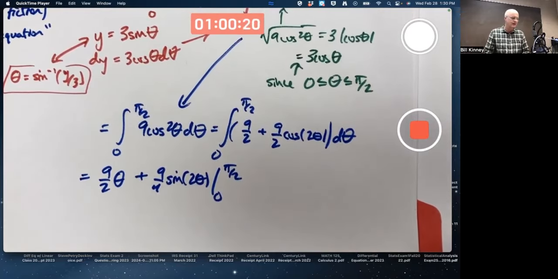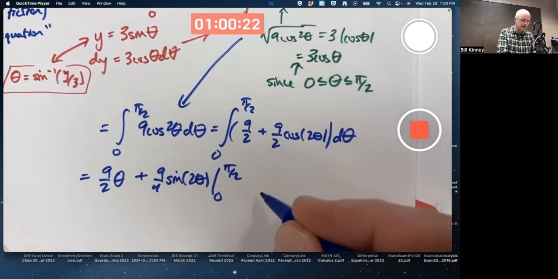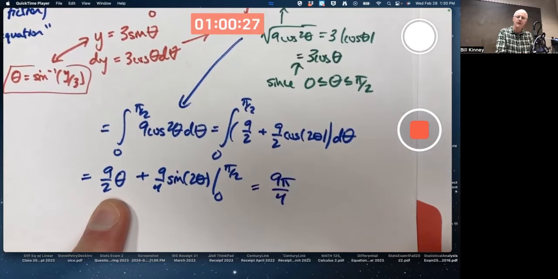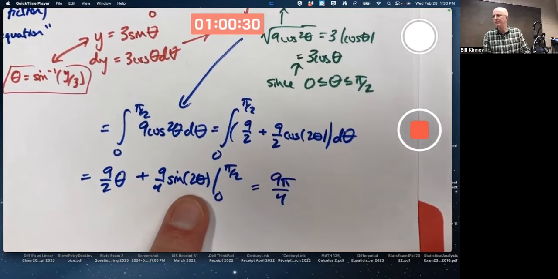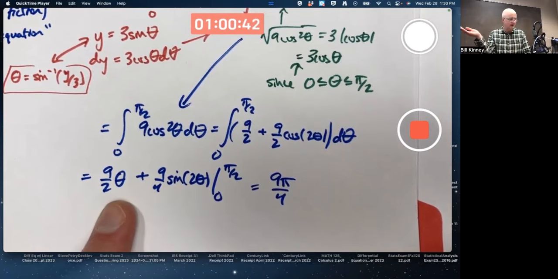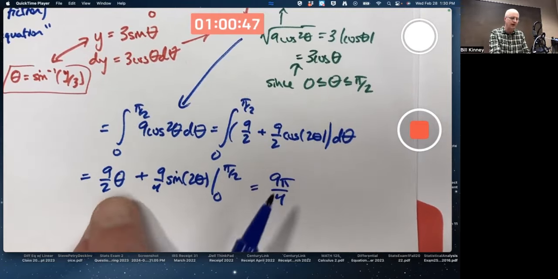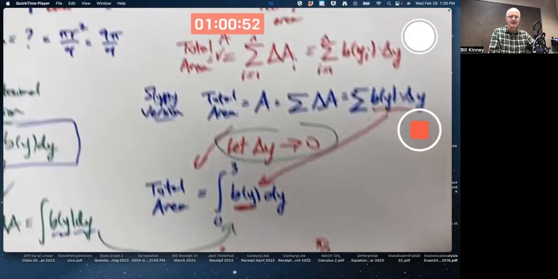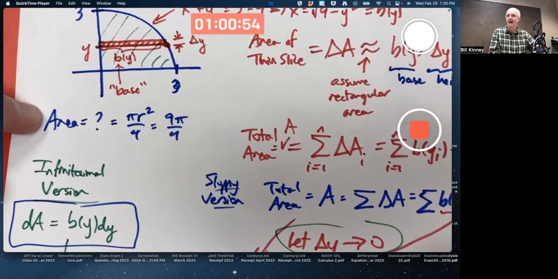And the only thing that's non-zero is when you replace theta right there with pi over 2, giving you 9 pi over 4. Because sine of 0 is 0. 2 times pi over 2 is pi. Sine of pi is also 0. Pi is 180 degrees. Plug in theta 0 there, I get 0. The only thing that gives you something non-zero is when theta is pi over 2, giving you 9 pi over 4, which is the right answer. We got the right answer.